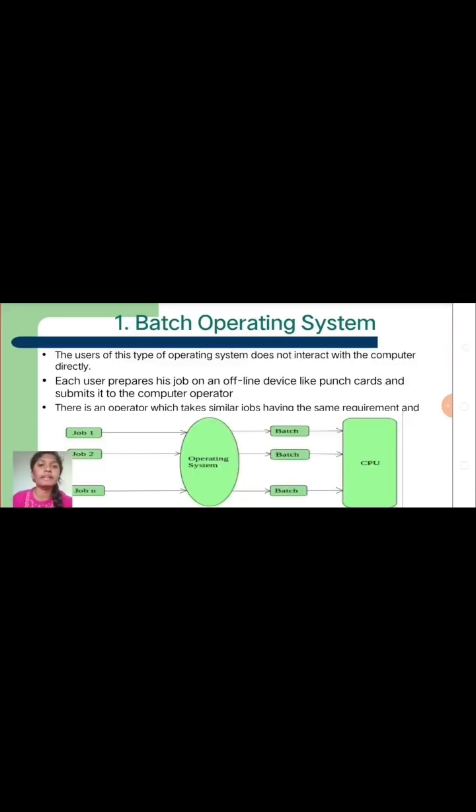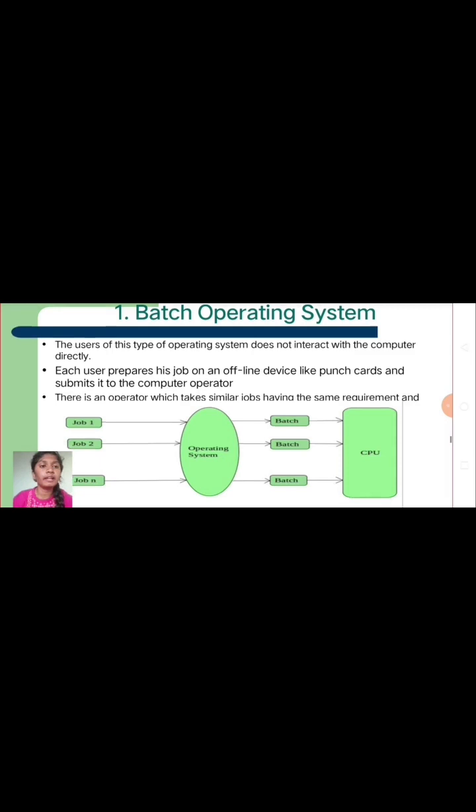First one, batch operating system. The user of this type of operating system does not interact with the computer directly. Each user prepares their job on an offline device like punch cards and submits it to the computer operator. There is an operator who takes similar jobs having the same requirements.